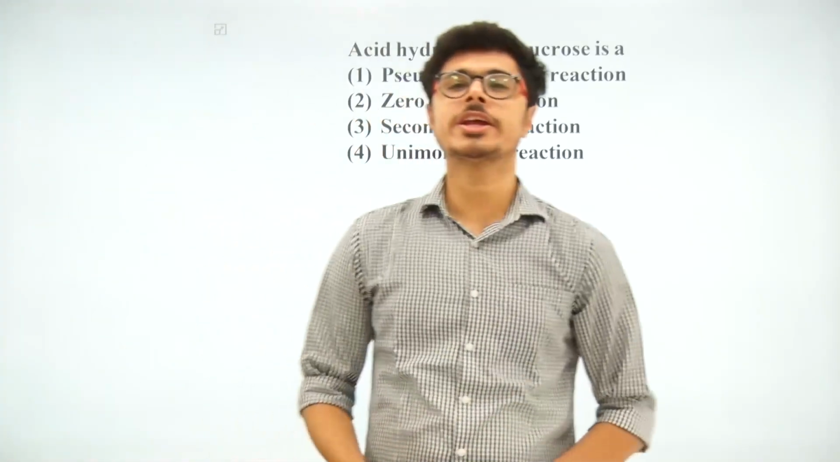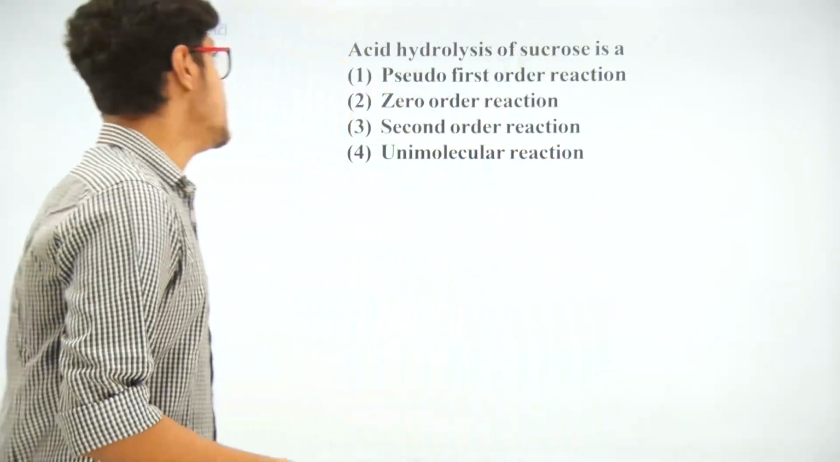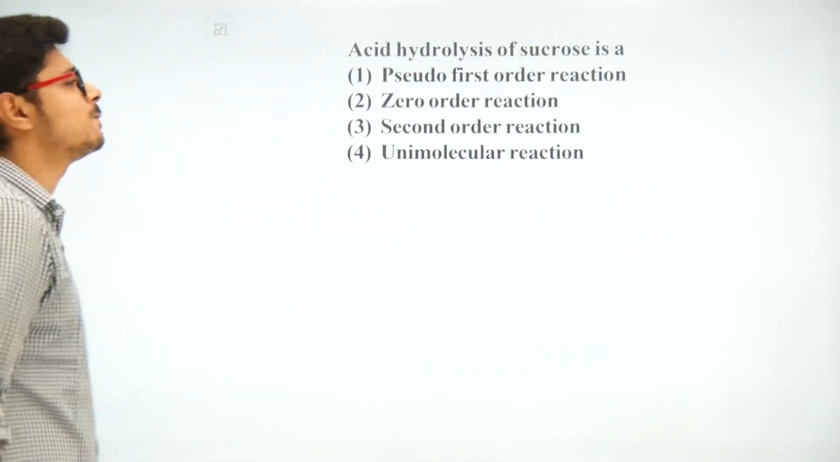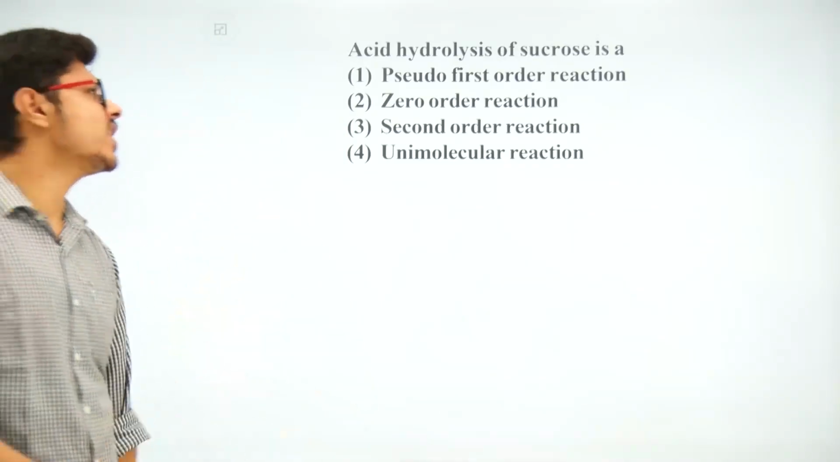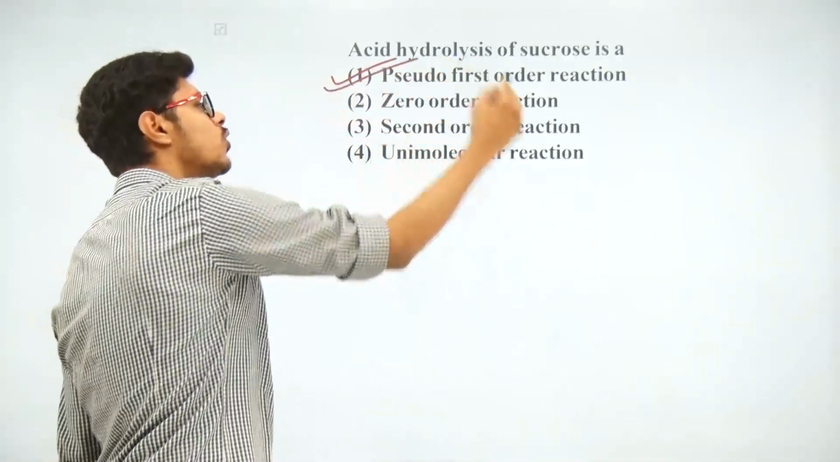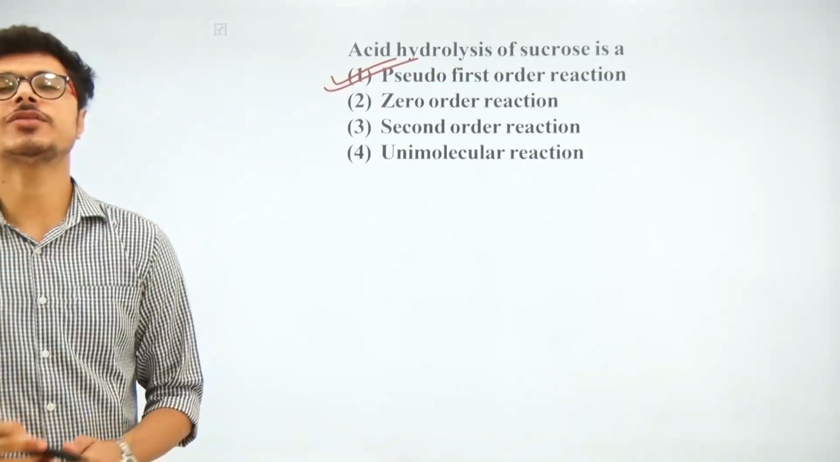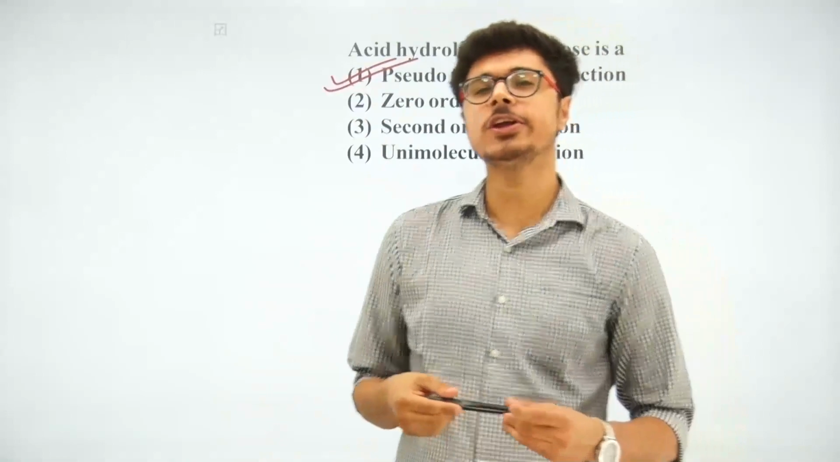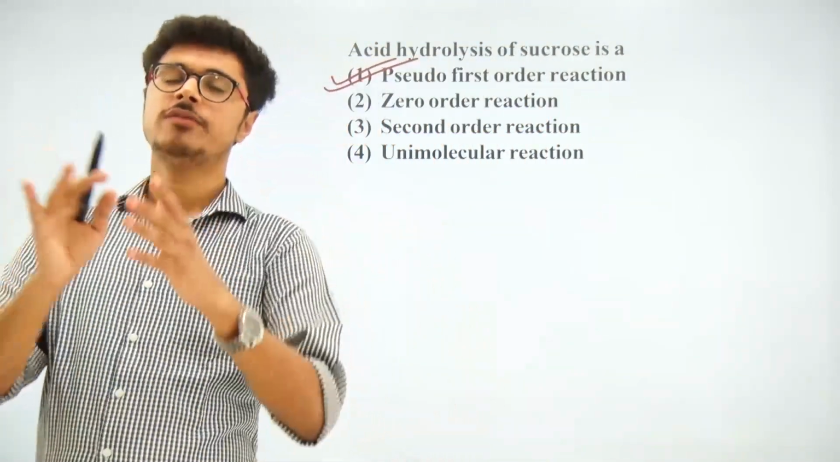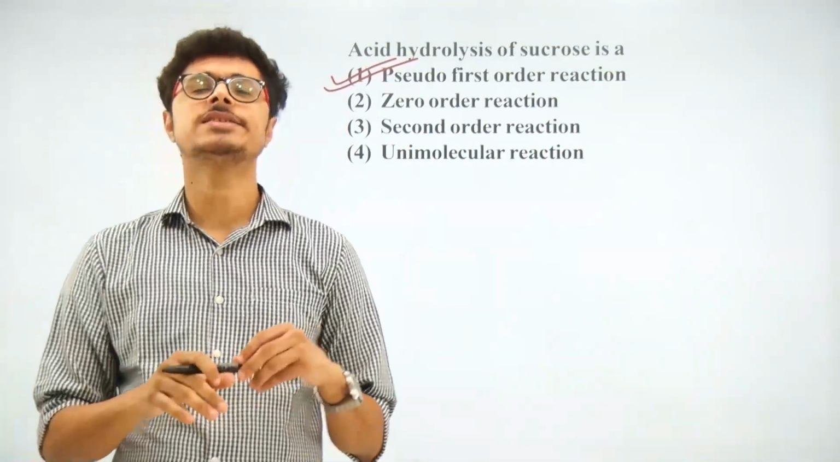Okay students, coming to the next question. Our next question is, acid hydrolysis of sucrose is a. Okay, so here this is a theory question. Our correct option will be, it is a pseudo first order reaction. So first of all, what is a pseudo first order reaction? Basically some elementary bimolecular reaction in which one of the reactants is taken in excess.